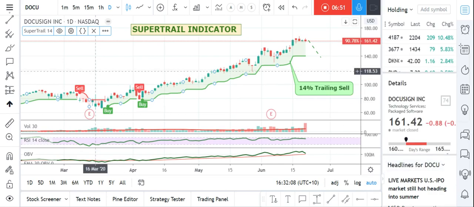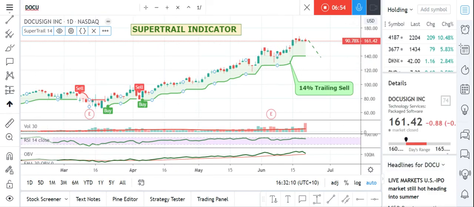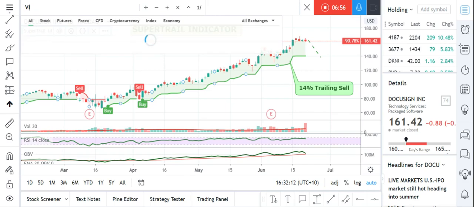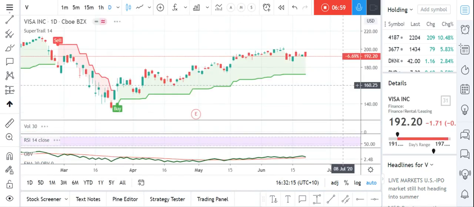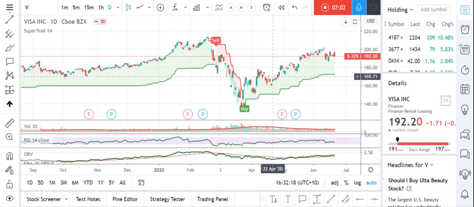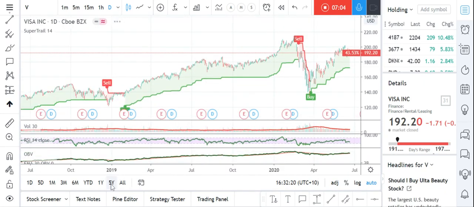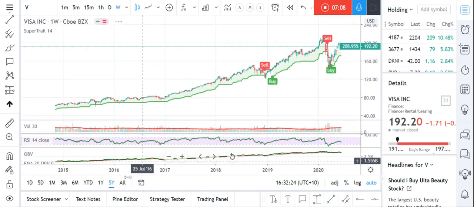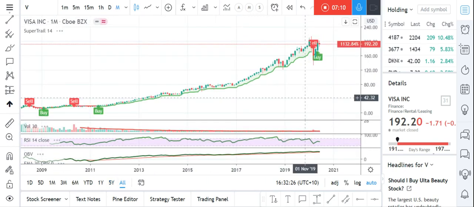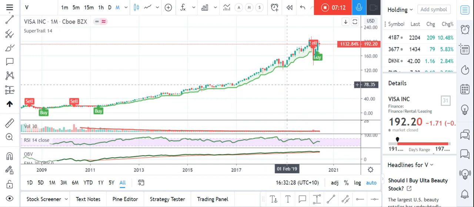I'm not quite sure using the video if I can switch shares, so I'll try it anyway. But let's have a look at a long-term favorite like Visa. And so if I zoom out on Visa, let's go to a 5-year chart. Let's even see how far back I can go on Visa. So Visa is quite interesting.